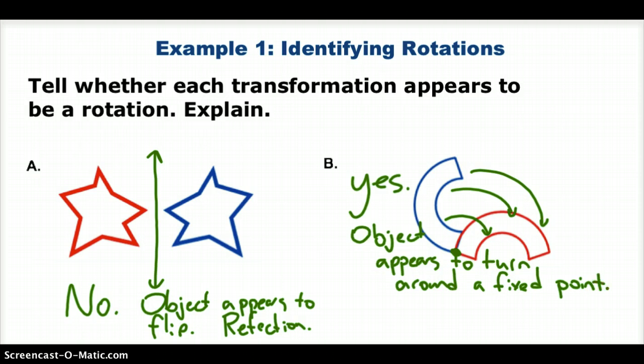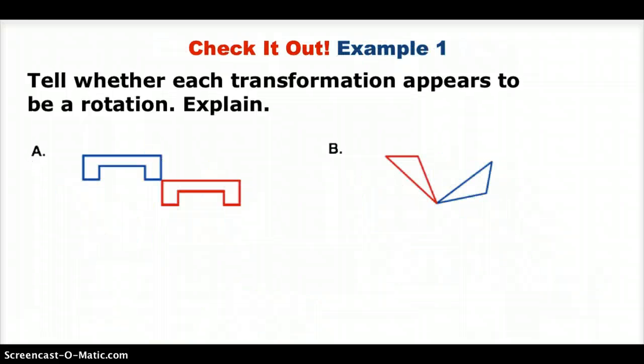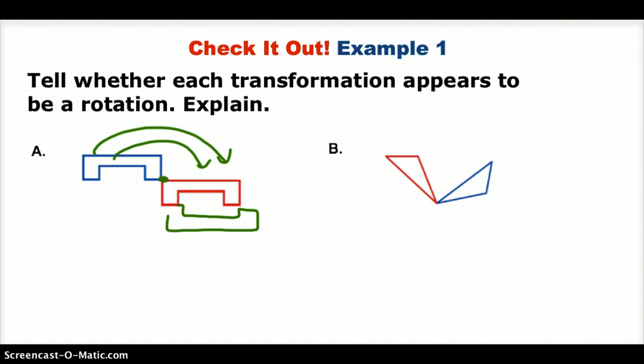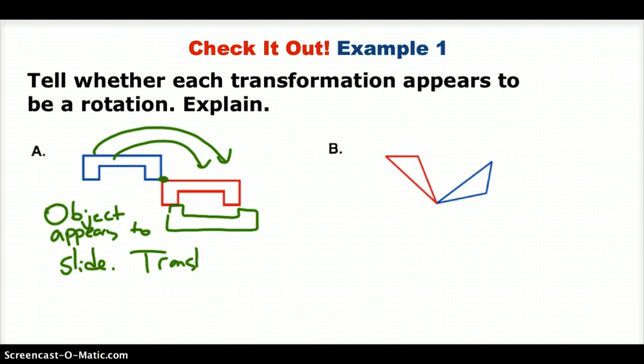Okay, so let's look at a couple other examples and make sure we're able to identify when an object is being rotated. Okay, so in part A, we look at this. It seems to share a point here. But if we turned this, it looked like it'd be 180 degrees, our image would actually look something like this if it was a true rotation, right? For this one, it looks more like a translation. So we can again say object appears to slide, right? And so this would be an example of a translation. So again, our answer would be no. And so that one appears to be a translation.